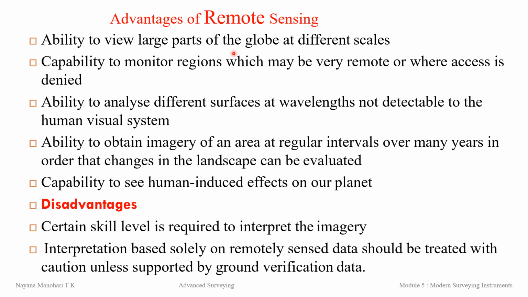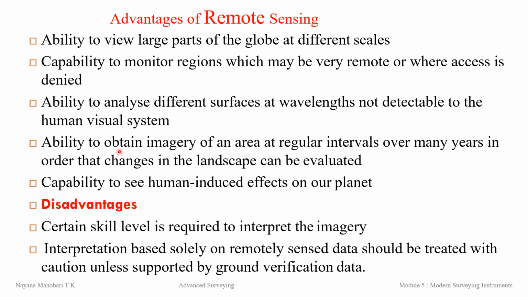Next are the advantages and disadvantages of remote sensing. The major advantage of remotely sensed data is the ability to view large parts of the globe at different scales, and the capability to monitor regions which may be very remote or where access is denied. You can monitor those remote areas. Then, the ability to analyze different surfaces at wavelengths not detected by the human visual system.